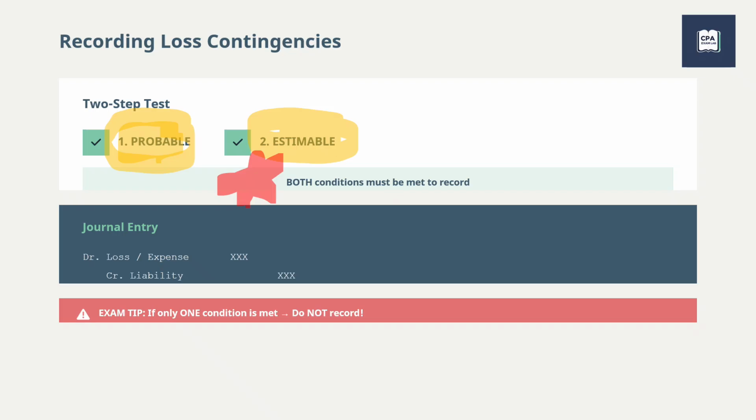And how do we do it? We debit the expense and we credit the liability. This is a very simple journal entry, but here the exam trap is usually the two-step test, so you need to make sure both of the conditions are met.